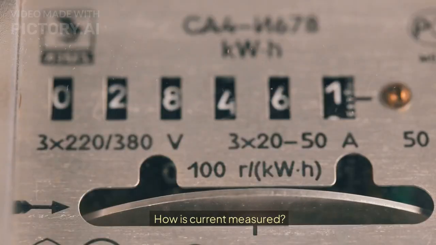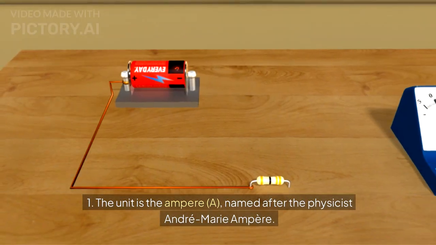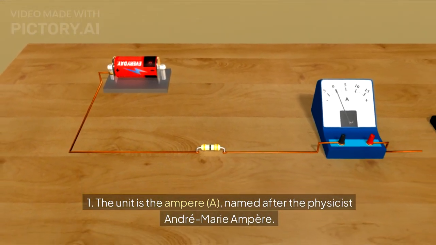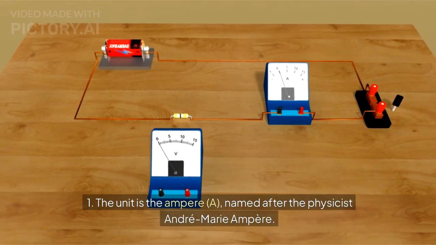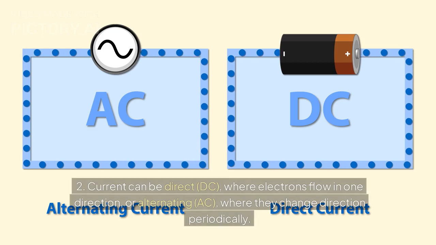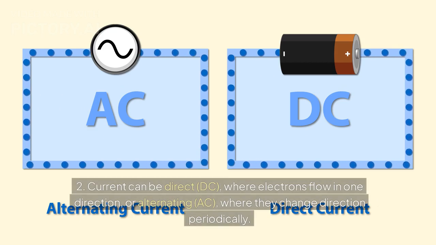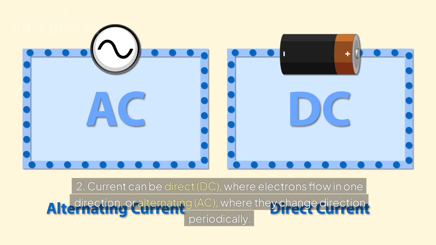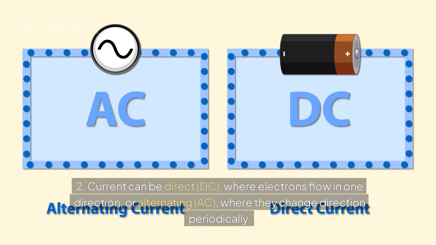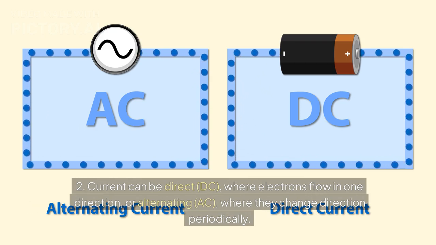How is current measured? 1. The unit is the ampere, named after the physicist André-Marie Ampère. 2. Current can be direct, DC, where electrons flow in one direction, or alternating, AC, where they change direction periodically.